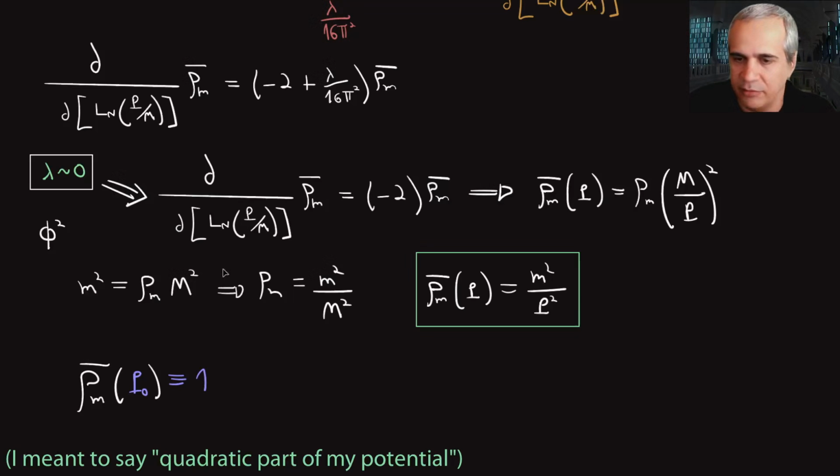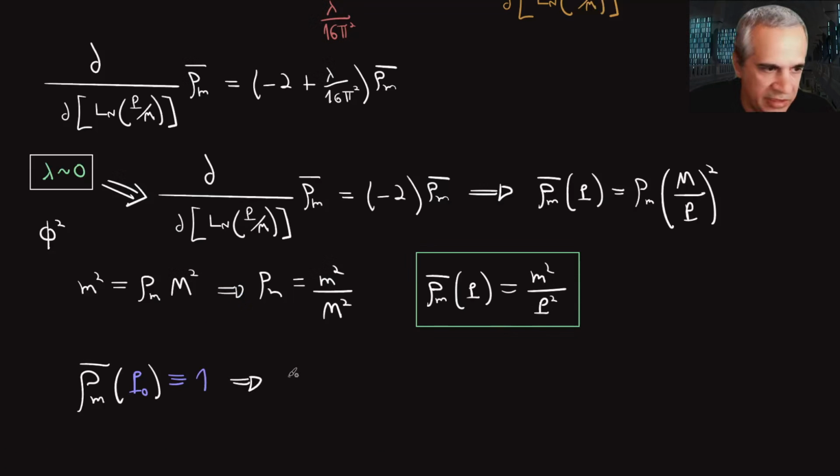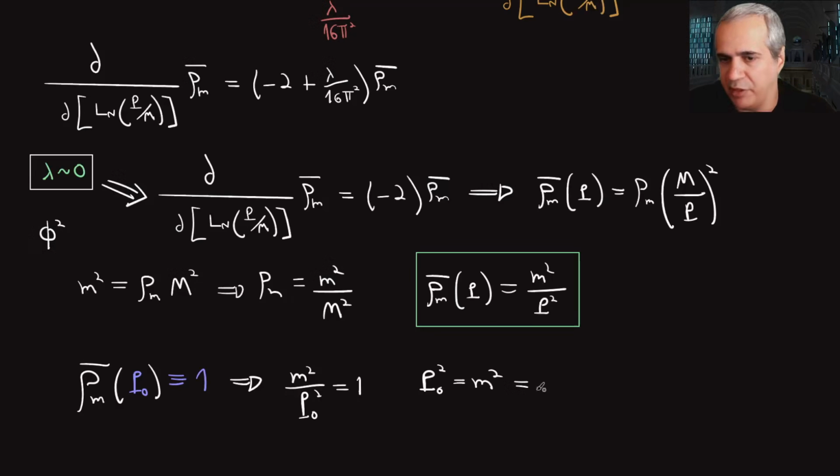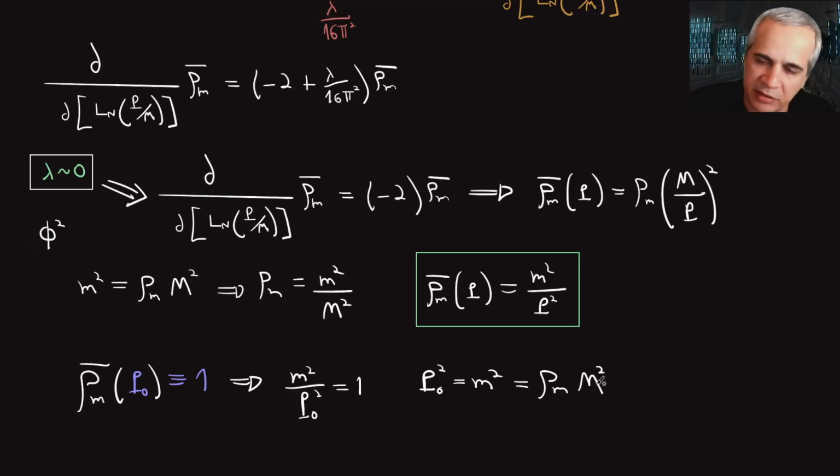And at that scale, we can say a few things. I can use this relation to say that m square over p naught square is 1, which means that, as I already said, p0 square is equal to m square, which can also be written as rho m times this scale m square. And that's why you don't need 1 here. If you had an a, b, any number here, it would be just together with this m square, which is already an arbitrary scale.